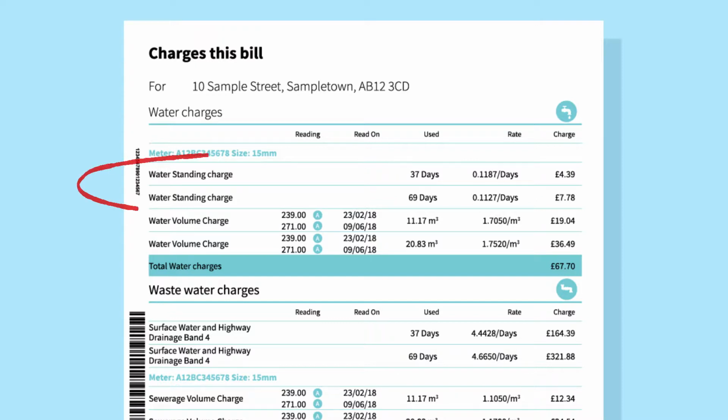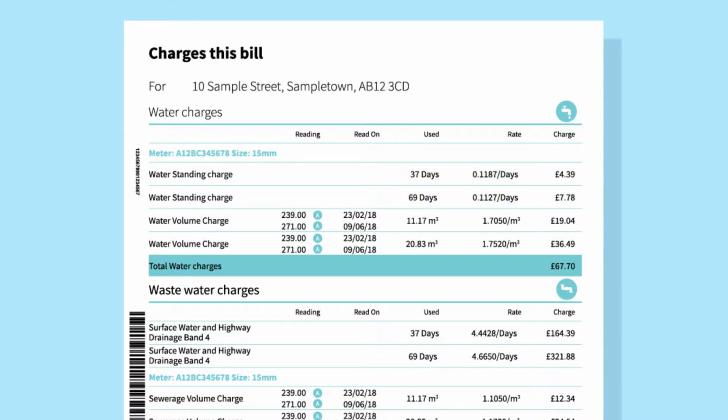First, we have the water standing charge. This is a fixed charge to cover the cost of our services and also makes a contribution that we pass on to the wholesaler, which goes towards the infrastructure needed for the supply of water, such as the network of pipes. It's a fixed daily price in pence for the number of days the bill period covers.